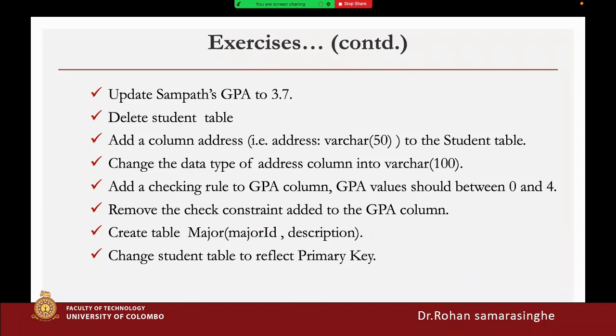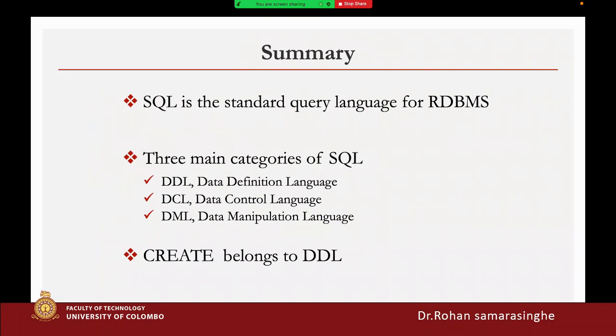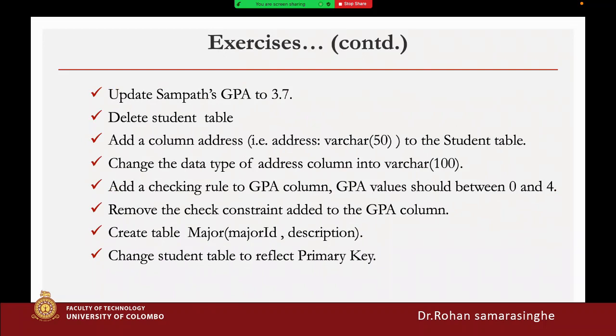Change the data type of the address column to varchar 100, as I discussed. Add a checking rule to the GPA column: GPA values should be between 0 and 4. Remove the checking constraint from the GPA column. Create table major, and change the student table to reflect the primary key. So this is the homework. You have to do this at home, and I'm going to discuss it in the next class.